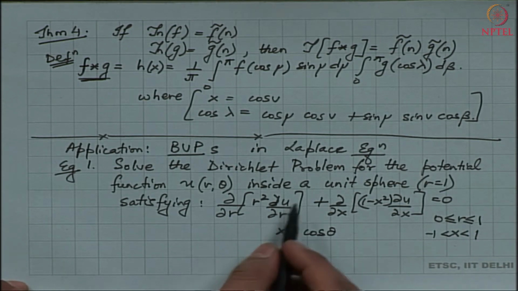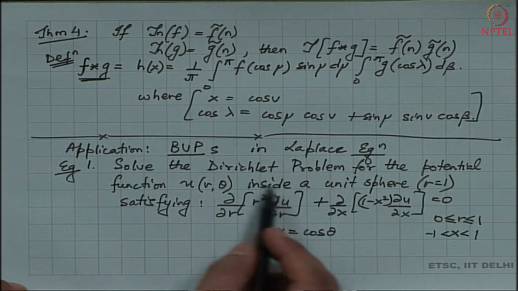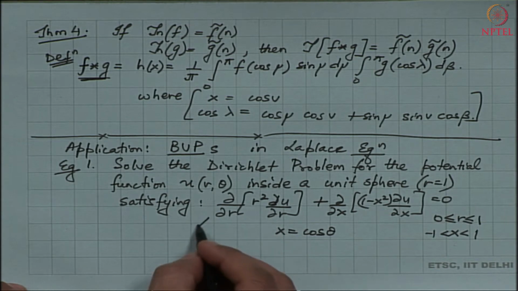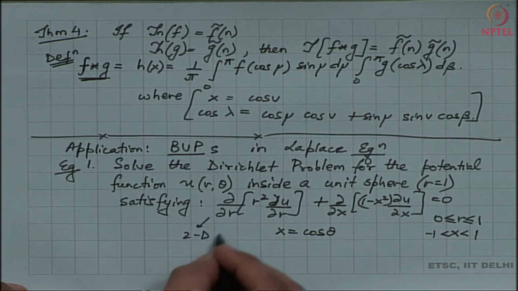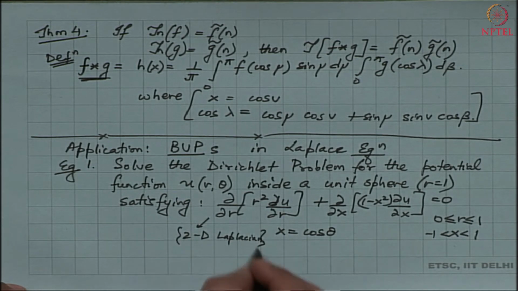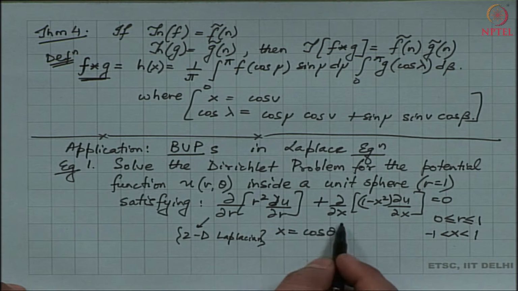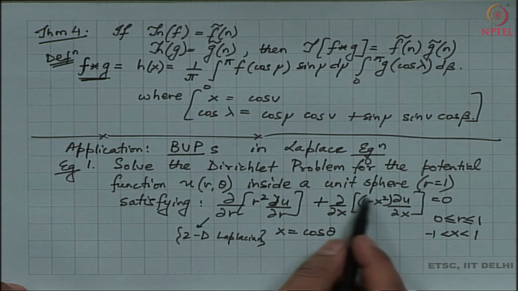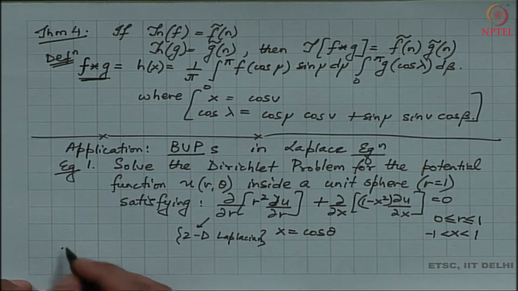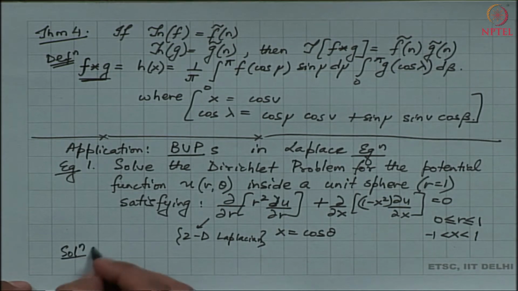Note that I am solving the Dirichlet problem. The Dirichlet problem is the solution of the Laplace equation on a 2D surface. So, this is nothing but the Laplacian in 2D. And I have already changed my theta variable to another variable x, so that I can recognize the use of Legendre polynomials or Legendre transforms in that fashion. So, let us look at the solution to this problem.